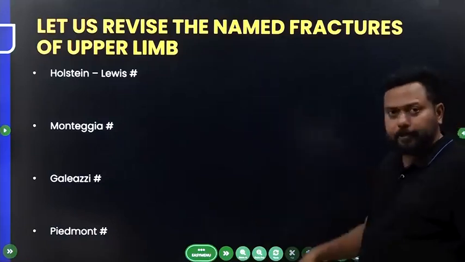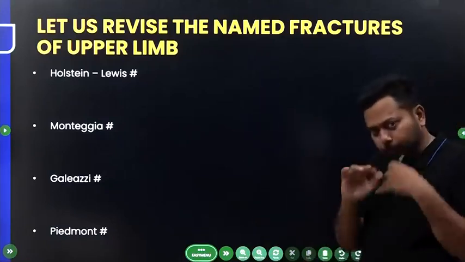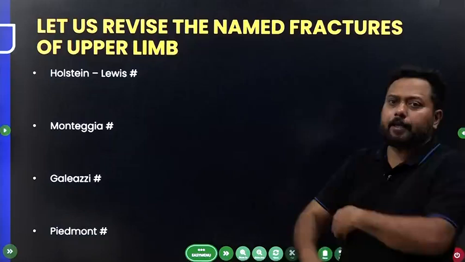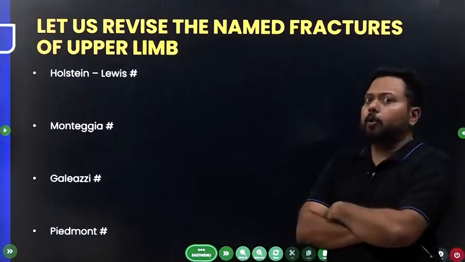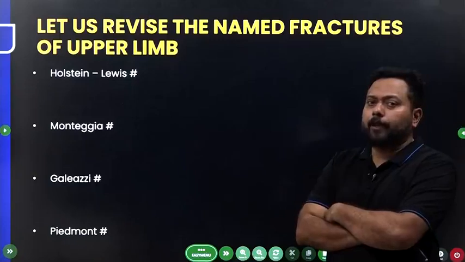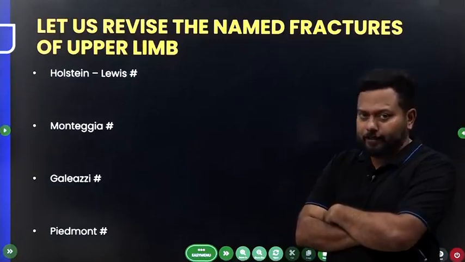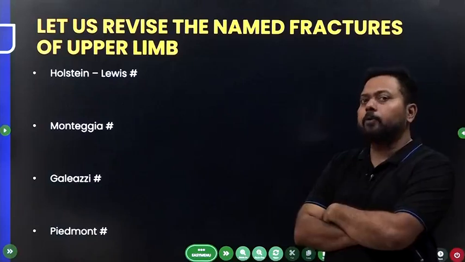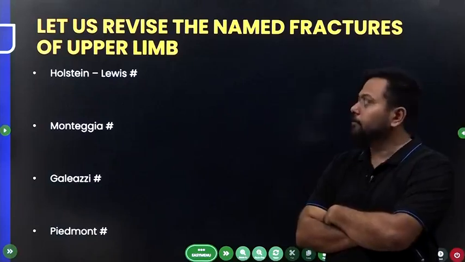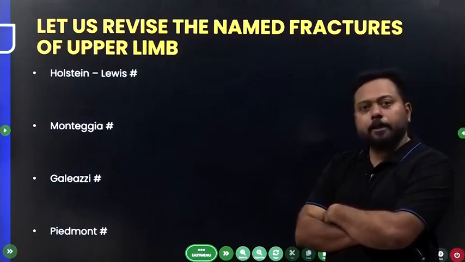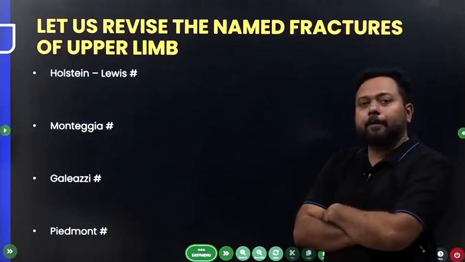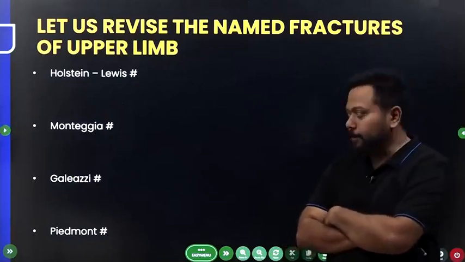I am not going to write, I am going to tell. Please focus your attention on me. All these things I had already explained. What do you mean by Holstein-Lewis fracture? Holstein-Lewis fracture is an oblique fracture of the lower third humerus with radial nerve damage. Holstein-Lewis. Monteggia's fracture is upper third ulna with radial head subluxation.